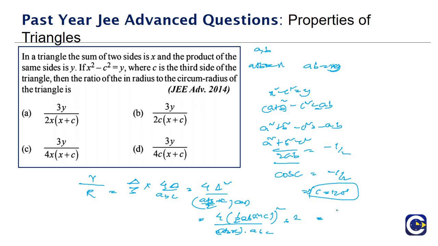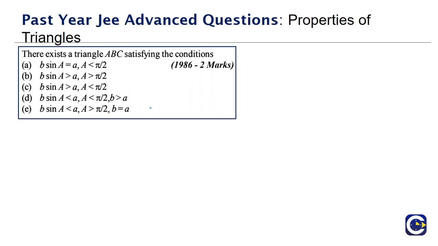Which will give me 2a square b square sin square c, where c is 120 degrees. So sin square 120 degrees divided by (a plus b plus c) into abc, which will give me 2ab into 3 by 4 divided by (x plus c) into c. So the answer for this question is 3y divided by 2c into (x plus c). 3y divided by 2c into (x plus c). So option B. Moving on to the next question.